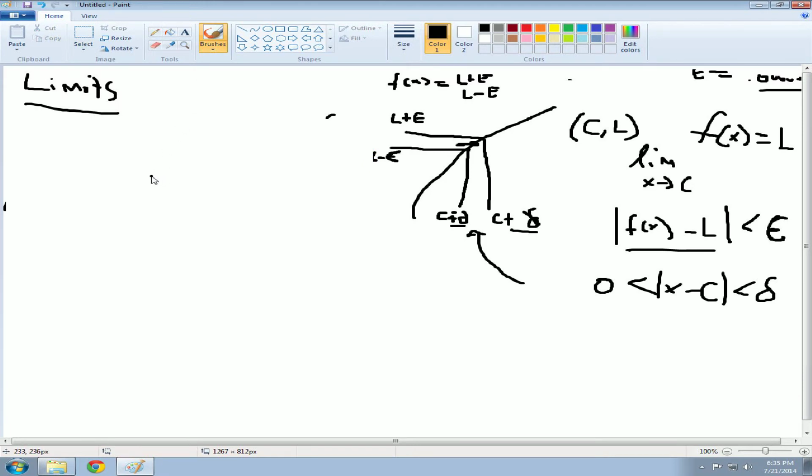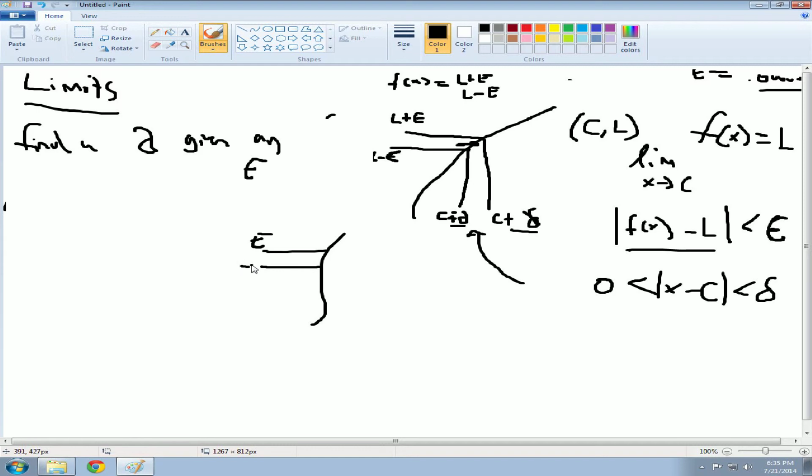The problem is that we are given an epsilon and we have to find a delta. Which means that on this graph, if we're given this epsilon above and below, this part right here, we have to find the deltas that go with each epsilon. It sounds complicated, but it's really not.